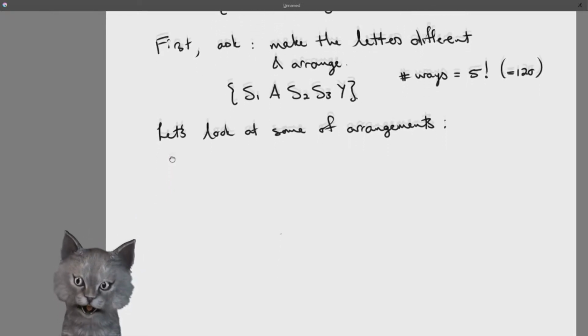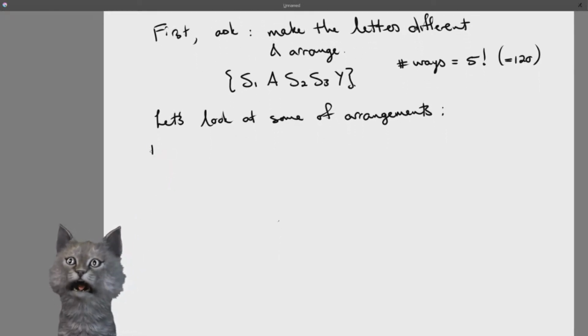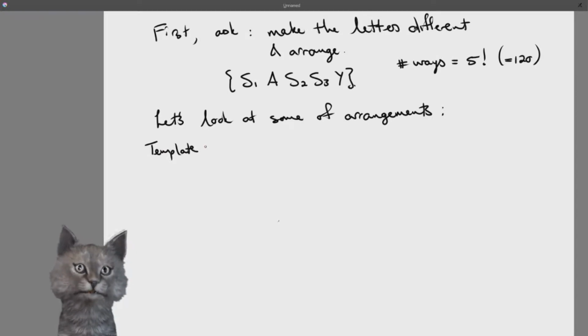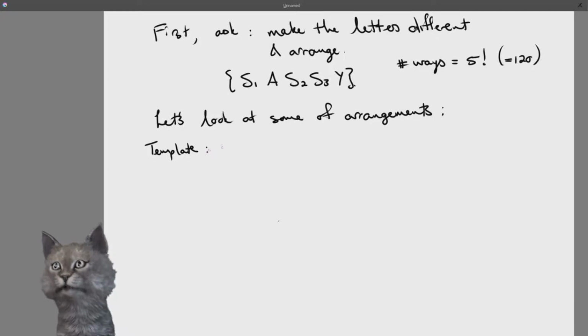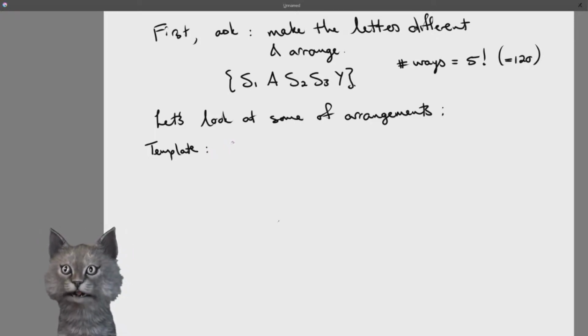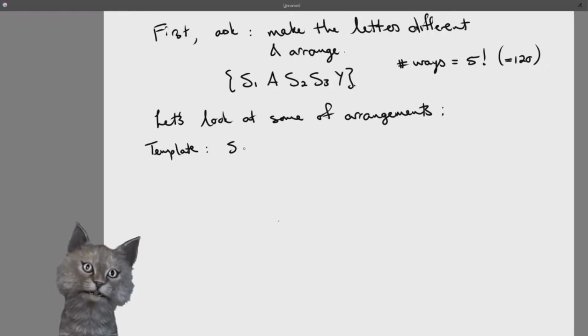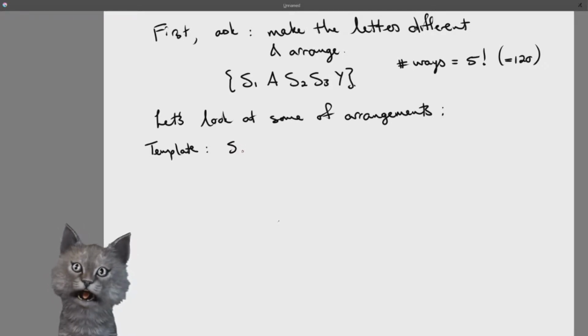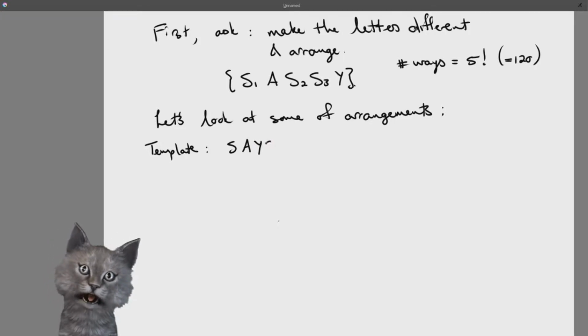I'm going to have what I'll call my template. And some of them will follow this template, some of them will not. Let's pick a template where there's an S at the start, an A maybe, and then a Y, and then an S and another S. SAYSS.